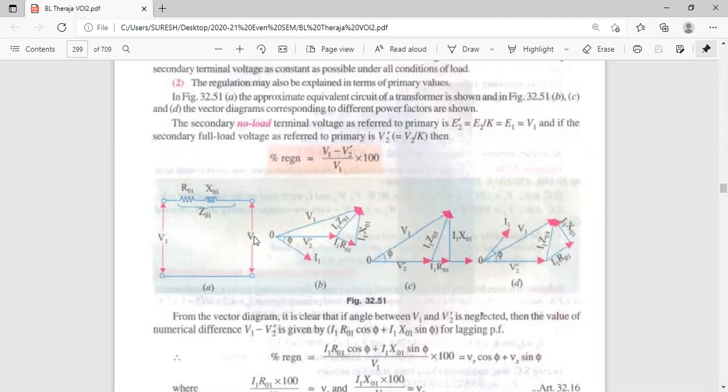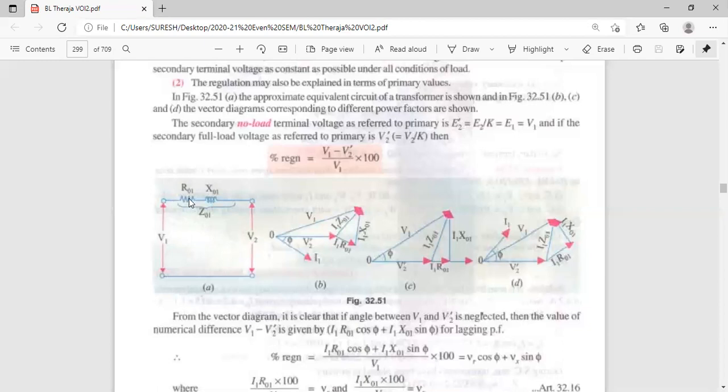So we have converted this, and we are getting V1 is the primary voltage, V2 is the secondary side voltage or load voltage. Now here V1 is the supply voltage, V2 is the secondary side load voltage. In between V1 and V2 some voltage is dropped. What is the voltage dropped? V1 minus V2.